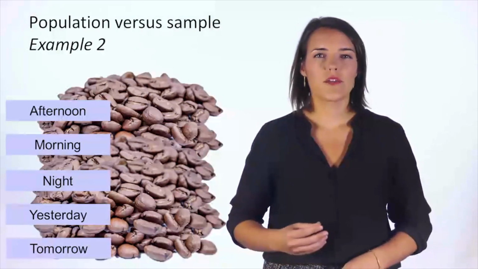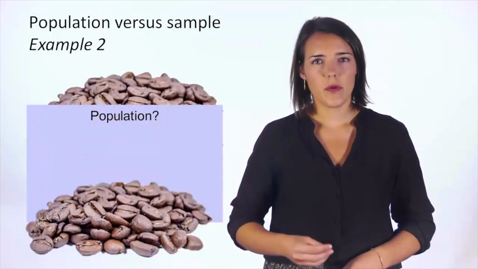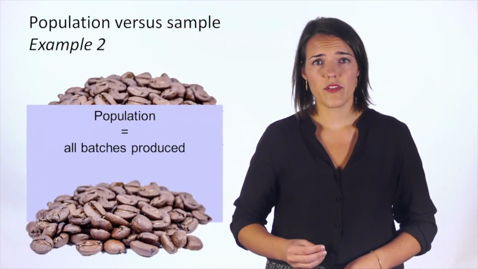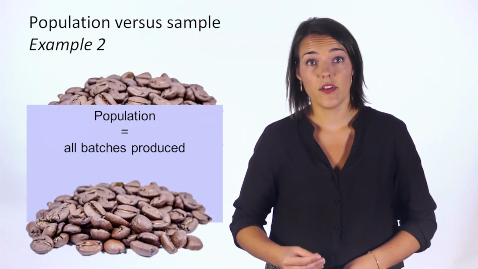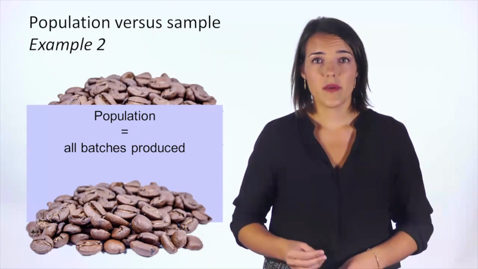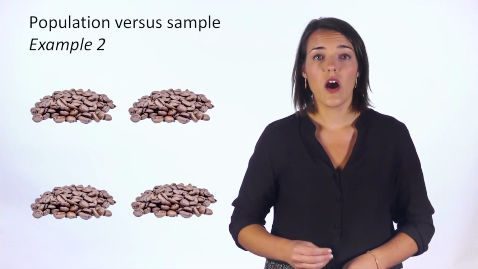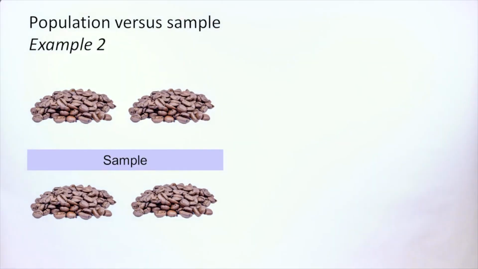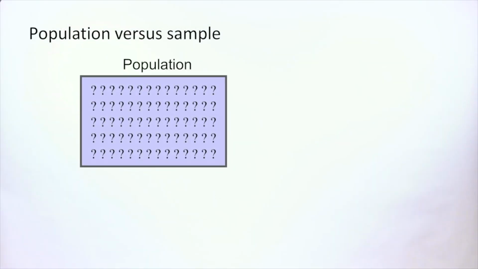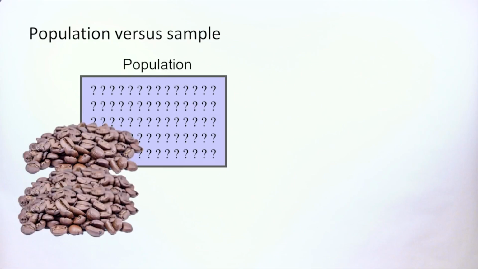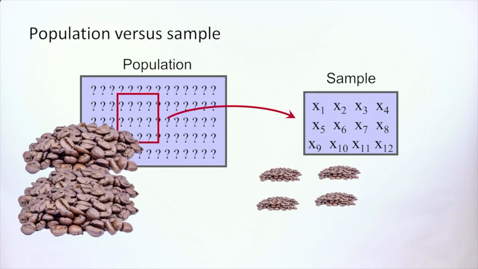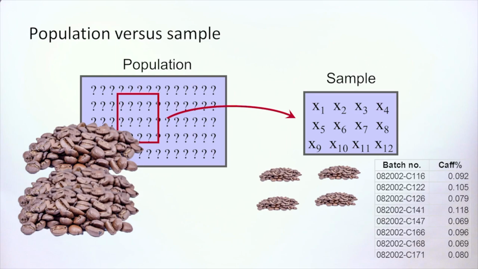So how would I describe the population? The population would be all batches of coffee produced and to be produced. The batches of coffee that are selected to draw conclusions about the population are called the sample. Let's summarize. The population is all units of interest, all batches of coffee. You select some of these batches to study. That's your sample. You collect data on the units in your sample.